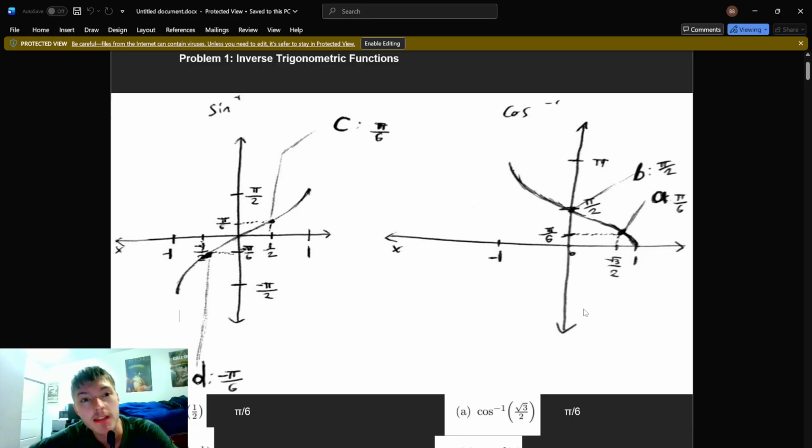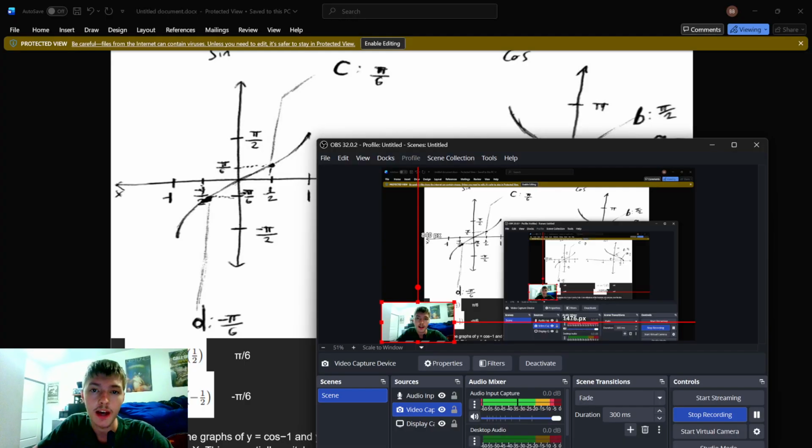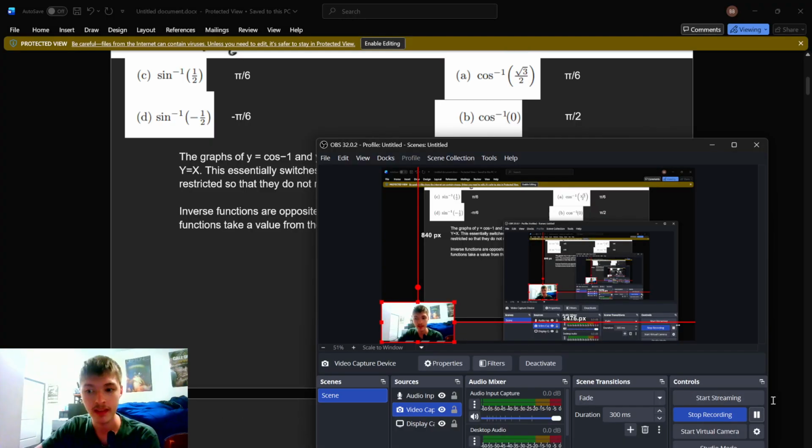The inverse functions, inverse sine and inverse cosine, are opposite to sine and cosine. They are reflections across the line y equals x, and their input and output reflects that. The ordinary domain and ranges of cosine and sine are swapped for inverse cosine and sine.